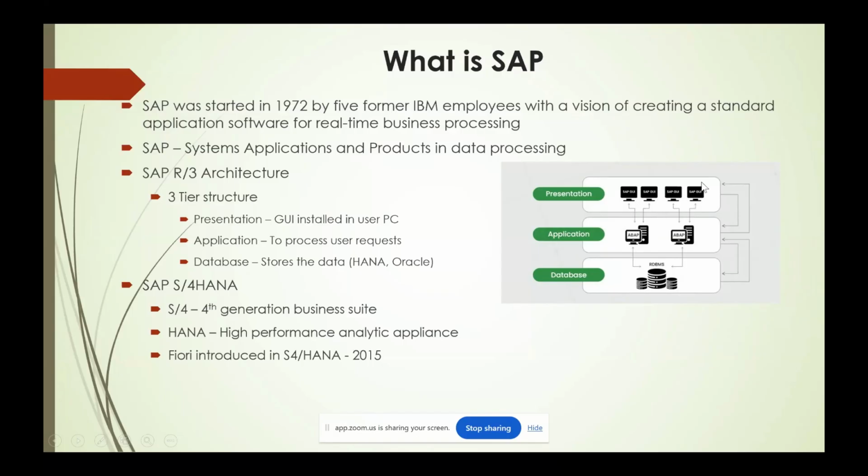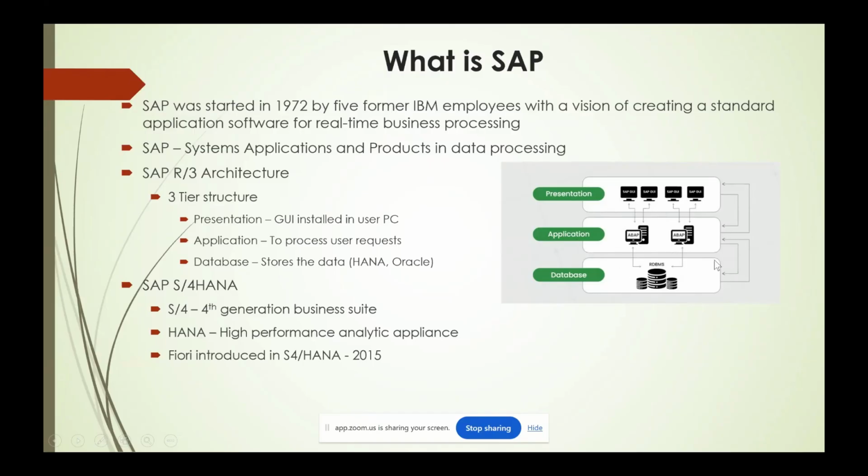So the layers interact with one another. First the presentation layer interacts with the application layer, and the application layer with the database. In this way you will get the data. Initially SAP designed this three-tier structure. Here the presentation is your SAP application installed on your laptop or desktop, and the application layer is a program hidden inside the server, which will process your request.